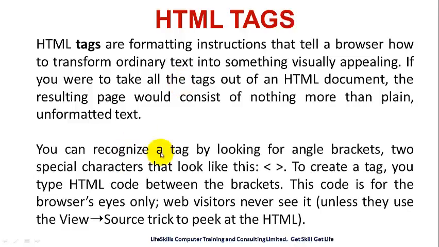You can recognize a tag by looking for angle brackets. These are the brackets that look like less than and greater than. To create a tag, you type HTML code between the brackets. Now, this code is only for the browser to interpret. People that are visiting your website will never see those codes. They will only see the result of that code. They can only see your code when they right-click on your page and view the source of your page. And most ordinary users don't do that.